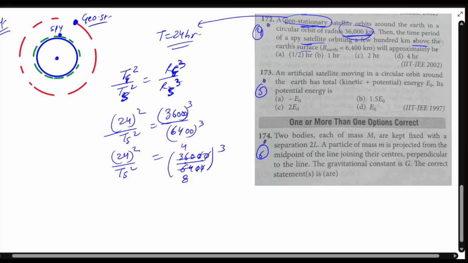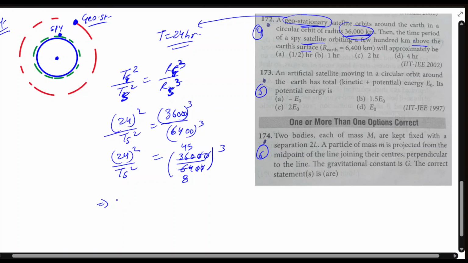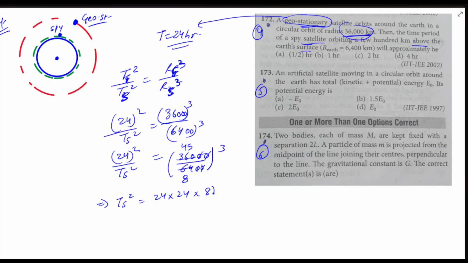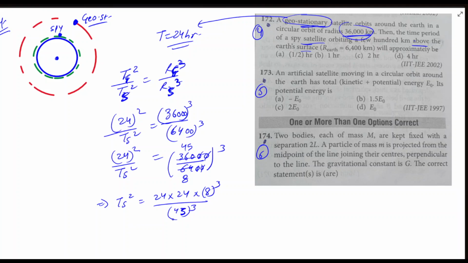So we will have 8 4, 8 into 4 is 32, so 4, and this will be 45. Okay. So simply we will have TS square equals 24 into 24 into 8 cube upon 45 cube, right? 45 cube. Okay. So I'll just use the calculator really fast. So we will have 24 into 24 into 8 cube divided by 45 cube.